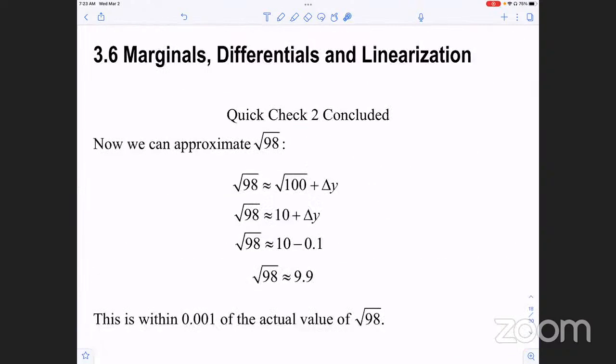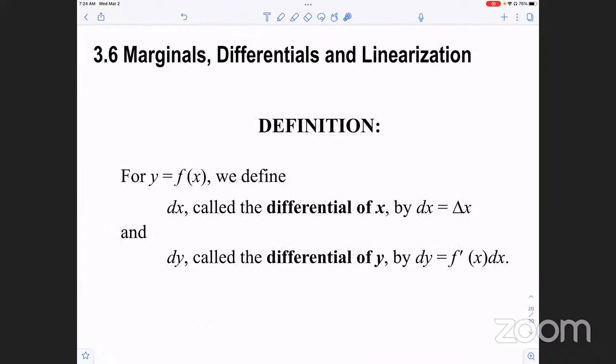Quick check is an exercise for you. You have everything there. So then we have this definition. For y equals f of x, we define dx, called the differential of x, as essentially the change in x. So the differential of x is going to be the change in x, which is your delta x. dy, called the differential of y, is going to be f prime times dx. For our purposes, we can use delta x and dx interchangeably. The way I remember this, I know that f prime is dy by dx, and then through algebra, you get dy equals f prime times dx. That's just how I remember it.